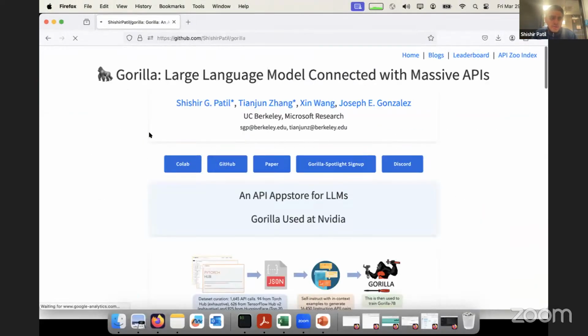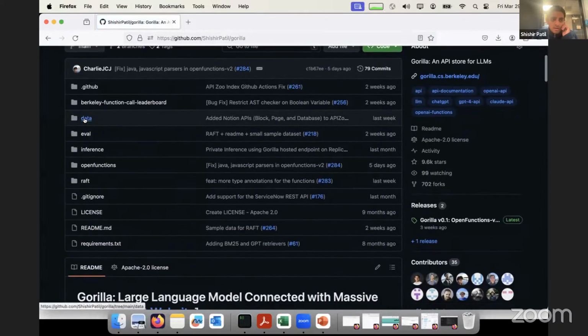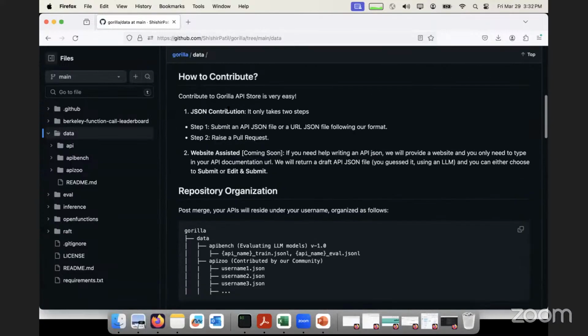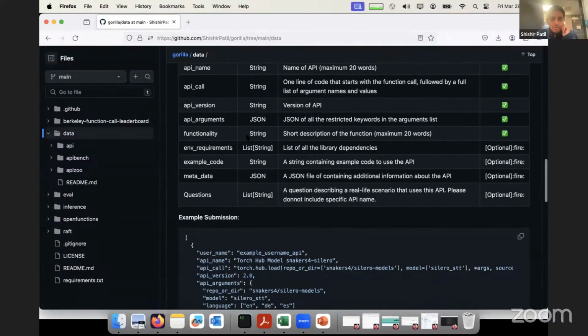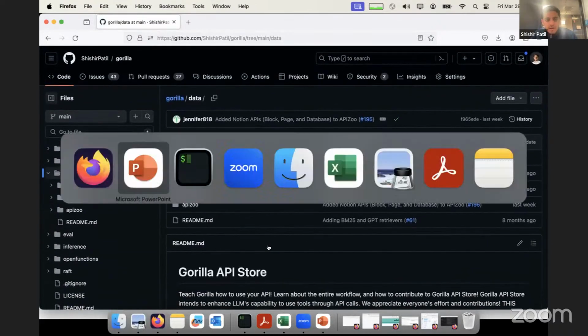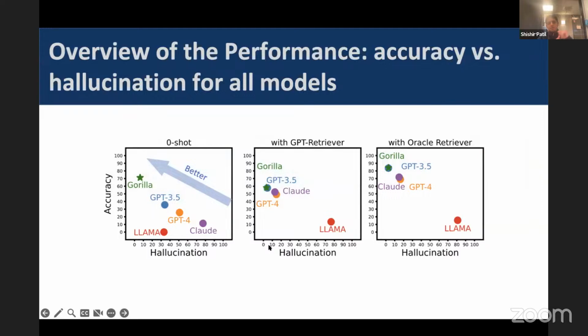If you go to GitHub, there is something called the API Zoo, where you can contribute your own set of APIs. People do this, and this is actually not that hard. The reason I want to highlight this is there's been a lot of news recently about whether any of these proprietary models used copyrighted data to train, like the New York Times article, and so forth. That's because the incentives are not aligned. Whereas with APIs, the incentives are very well aligned.